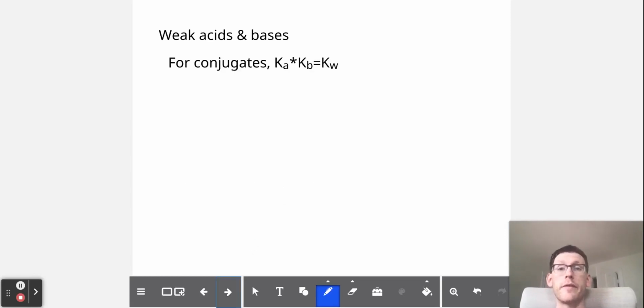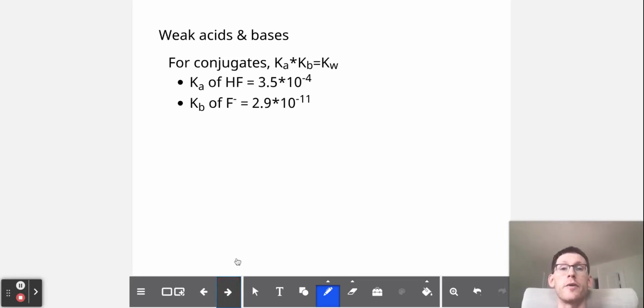Further, on the topic of Ka and Kb, for any conjugate acid-base pair, the Ka of the acid and the Kb of the base, when multiplied together, give you Kw. For example, HF has a Ka of 3.5 times 10 to the negative fourth. The Kb of HF's conjugate base, F minus, is equal to 2.9 times 10 to the negative 11th, and the product of those two is 1.00 times 10 to the negative 14th, Kw.